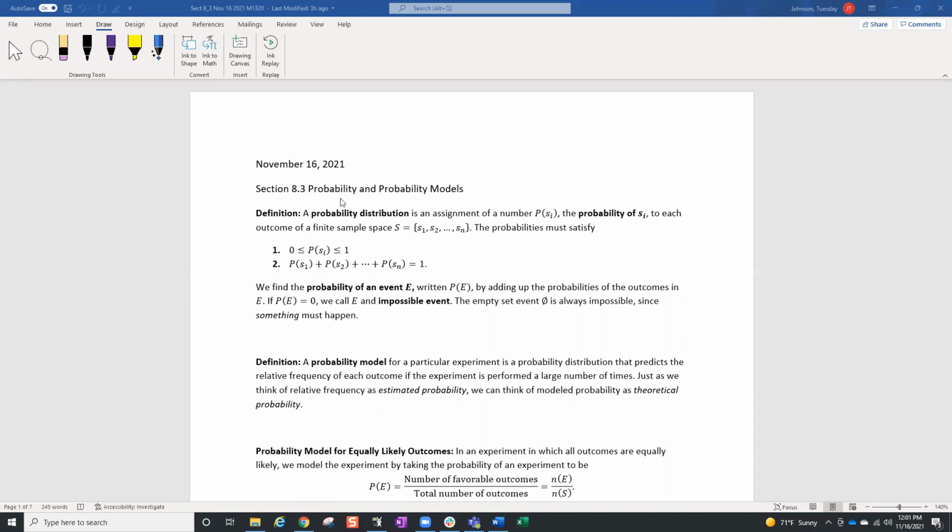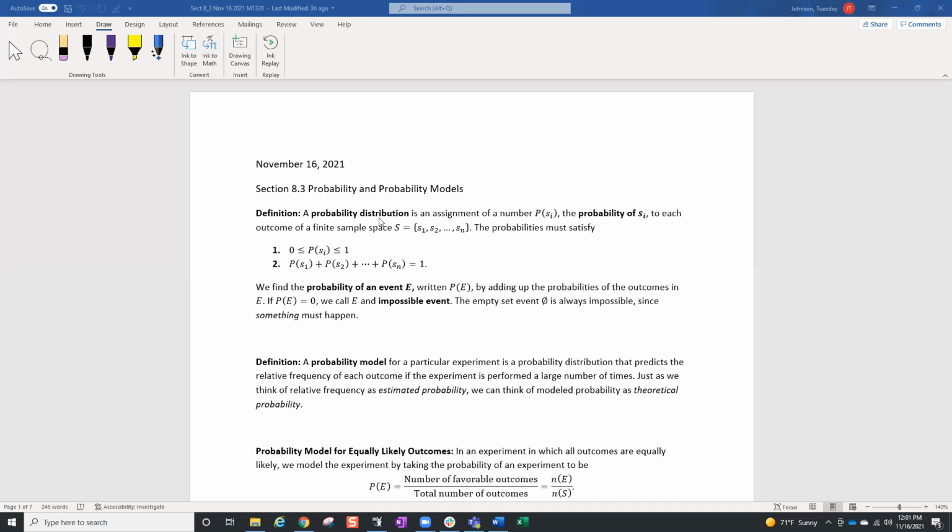So 8.3 is all about probability and probability models. Everything from chapter 7 to chapter 8 builds on each other, so make sure as you're doing the homework, you do it in order. It's going to make it a lot easier to understand. Even if I have to give you extensions, try to do them in order so that it's easier to do the homework that comes later.